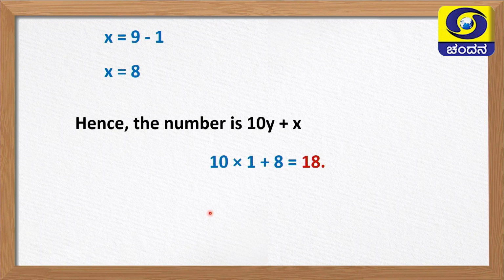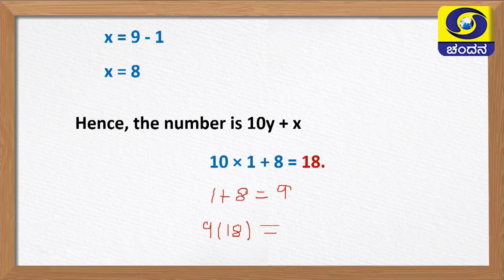I got that number, that is 18. Now, just to verify it children, when we add these two digits, that is 1 plus 8, what do we get? 9. Yes, 1 plus 8, I get 9. First condition satisfied.